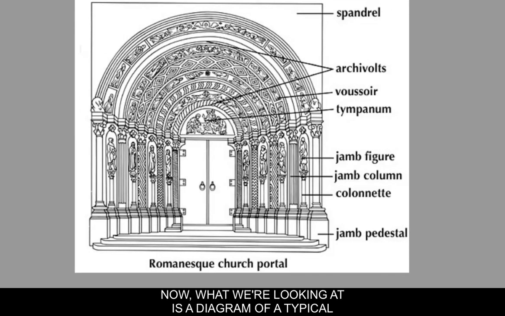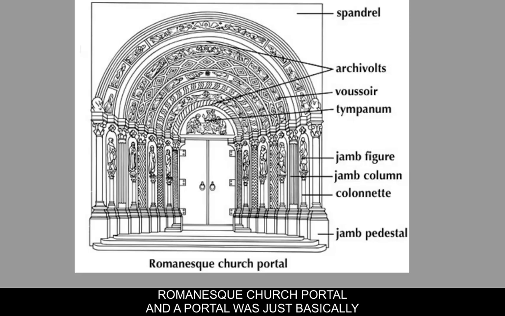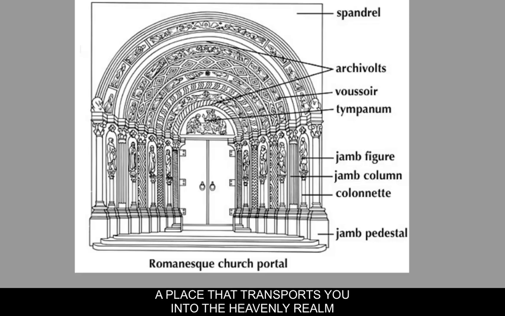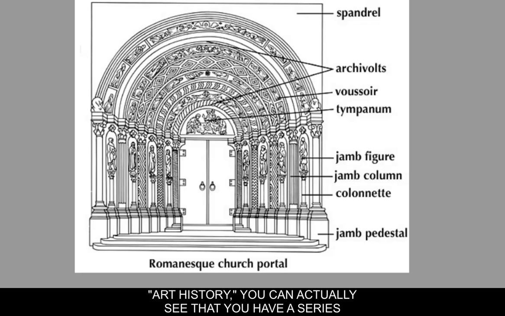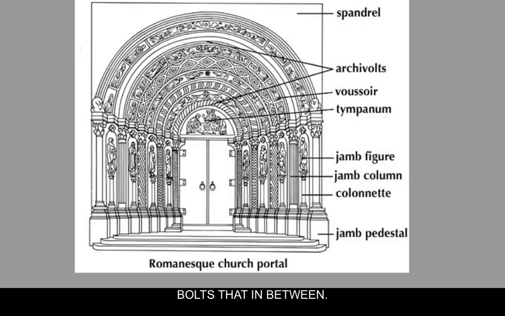Now, what we're looking at is a diagram of a typical Romanesque church portal. And a portal is just basically a place that transports you into the heavenly realm of the church. Just like in sci-fi games and video games, you have these portals and that kind of thing. And the diagram here kind of outlines, and I got this out of Marilyn Stockstad's art history, you can actually see that you have a series of decorative elements called archivolts and voussoirs, which are basically the little bolts in between. And it's modeled somewhat on a Roman triumphal arch, but it's Romanesque. It's not Roman in style because it's too ornamented. It actually has a lot of Byzantine influence.